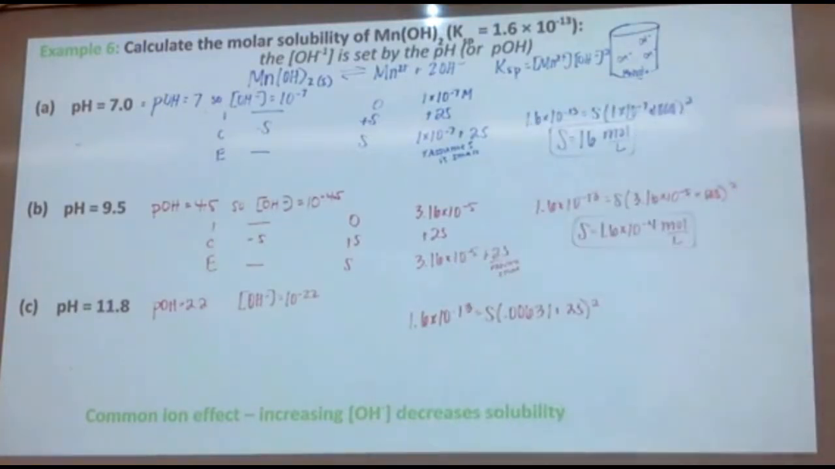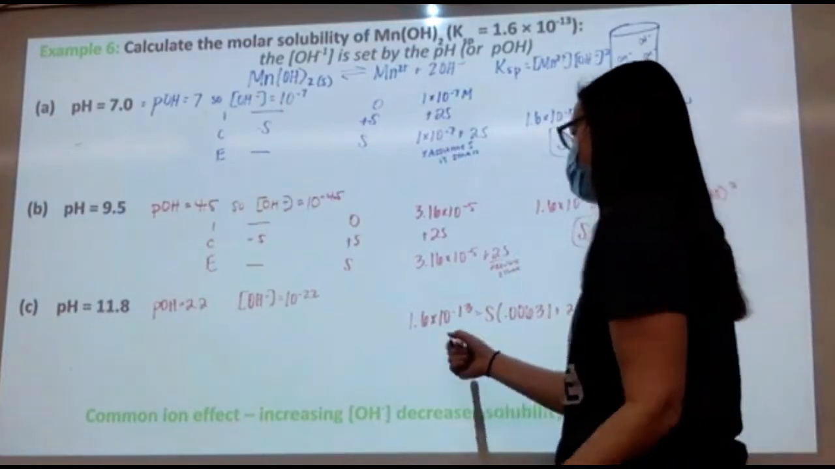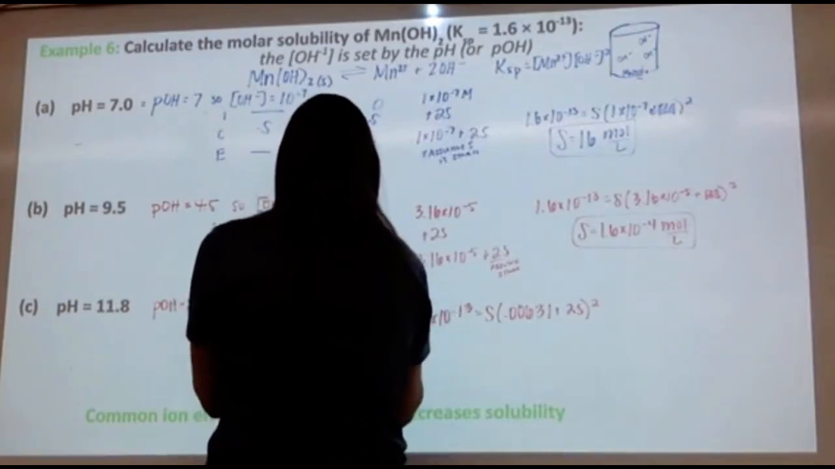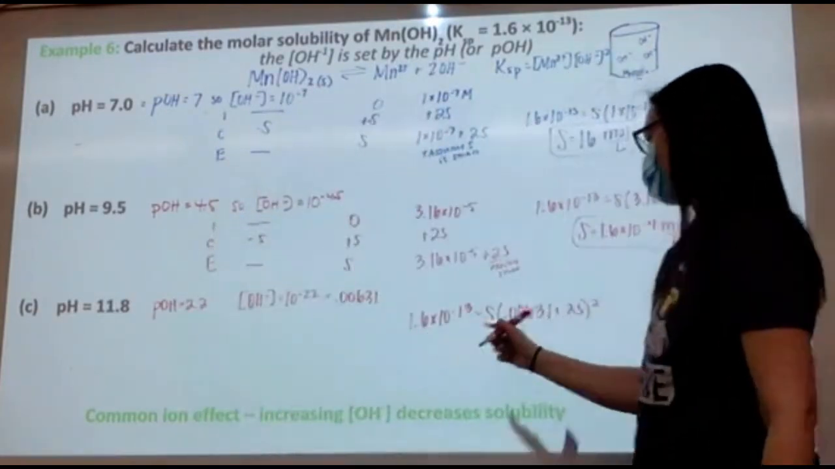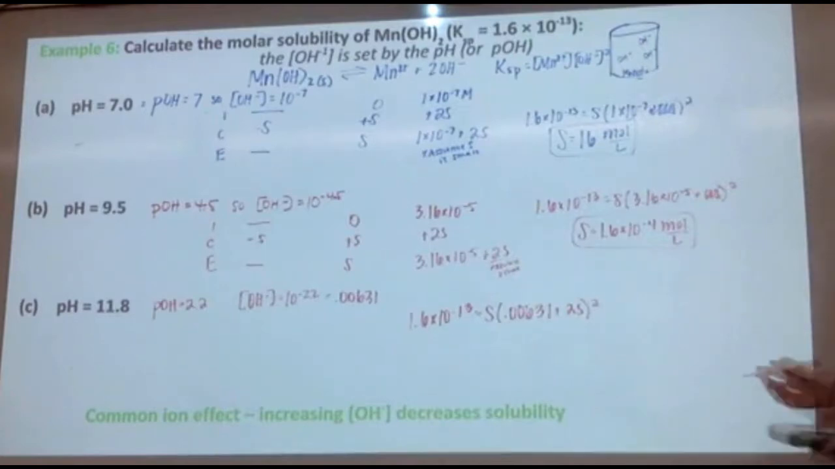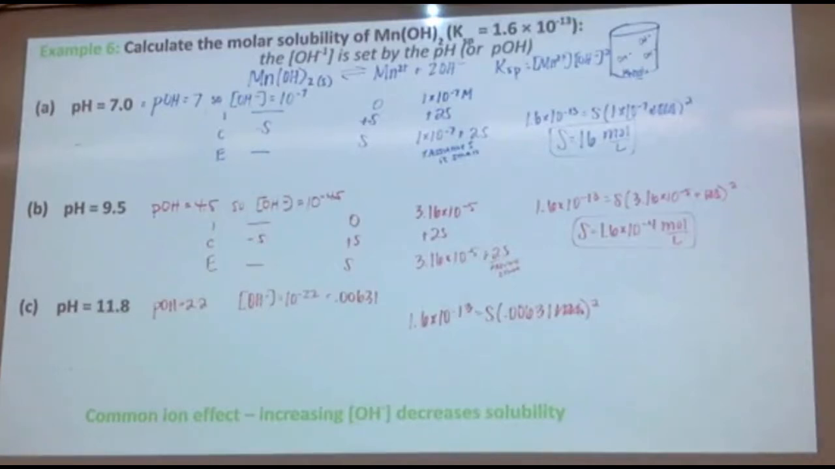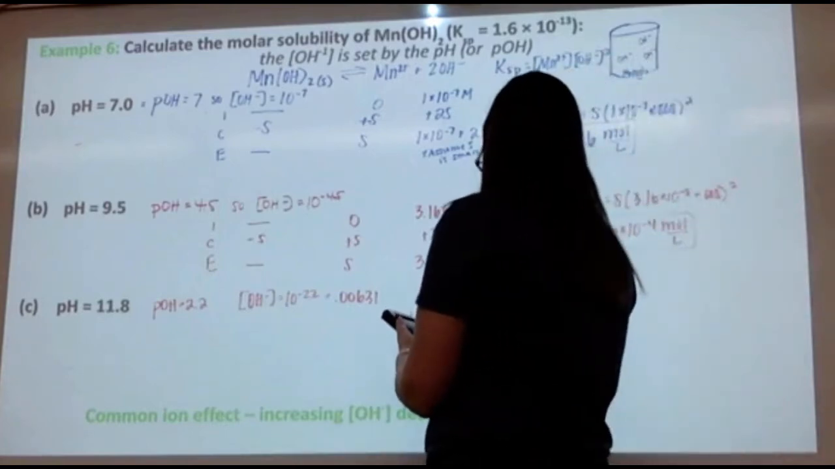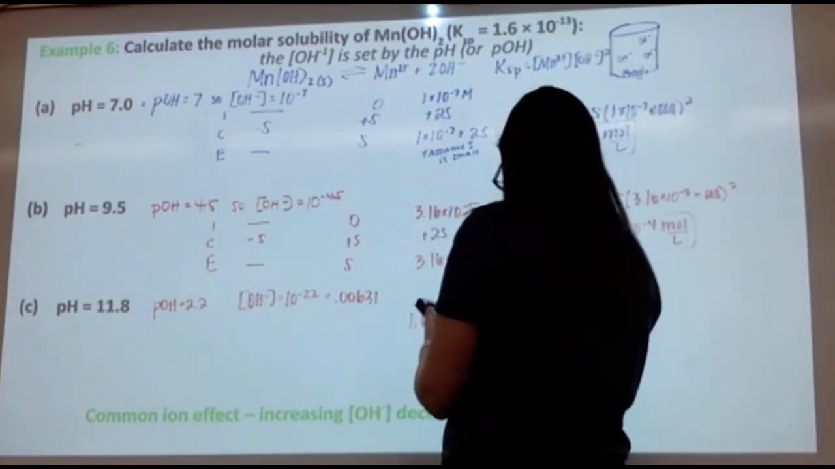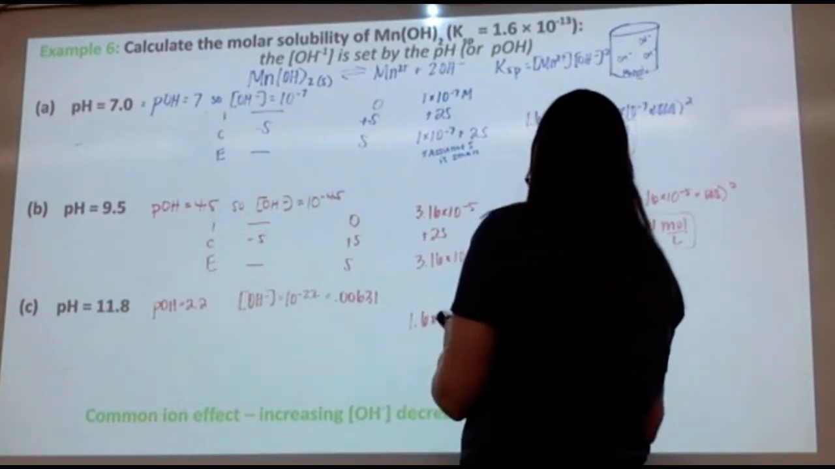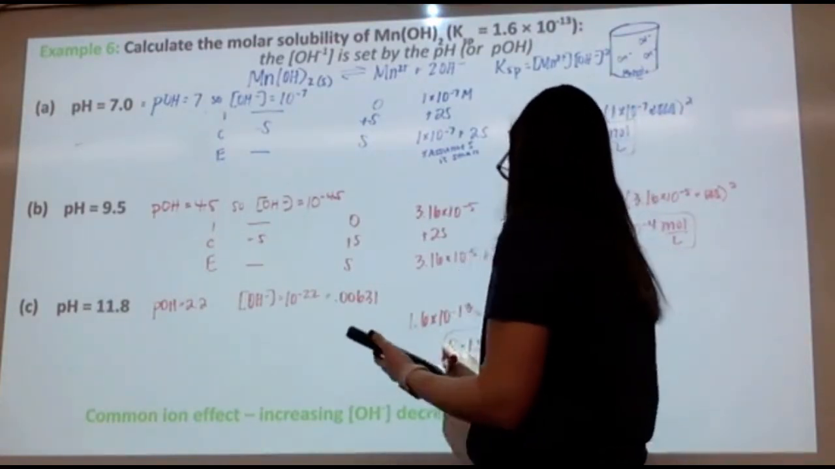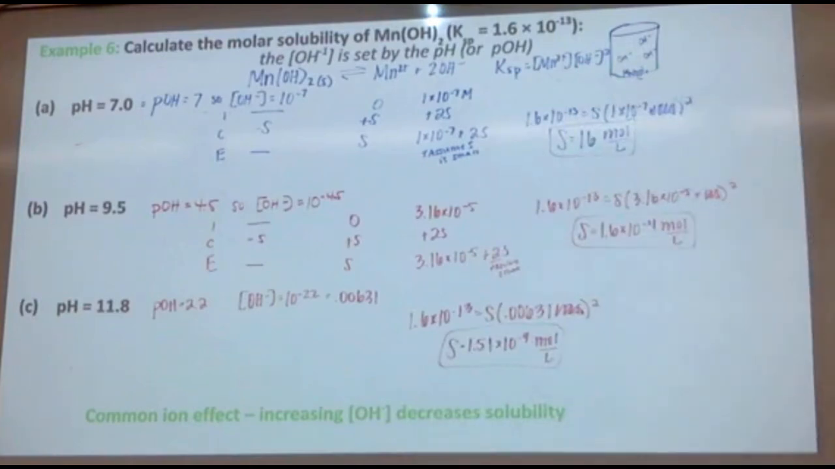I just use the ice table for part A and B as my guidance for part C. When you do 10 to the negative 2.2, you get 0.00631. So that's where that number comes from. I assume x is small. What I get for the solubility for part C is 1.51 times 10 to the negative 9th.